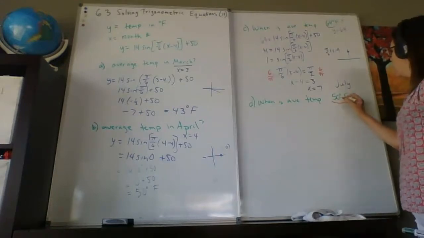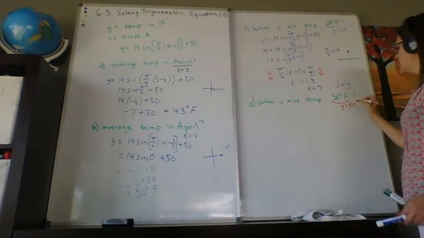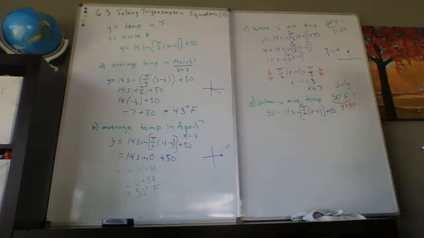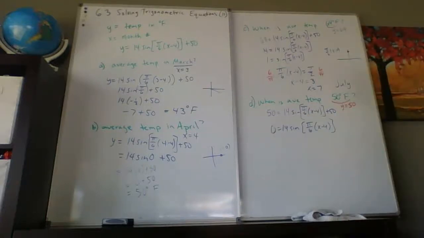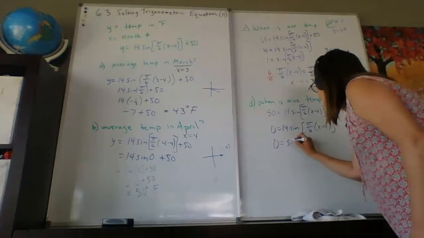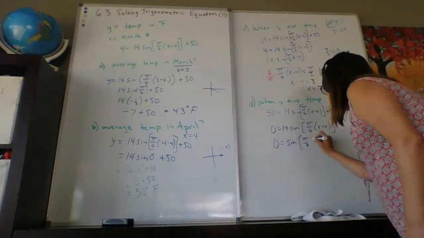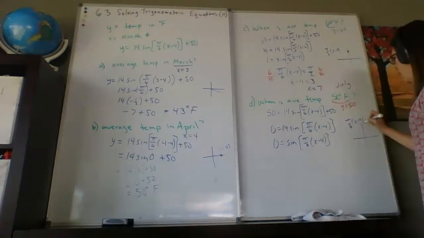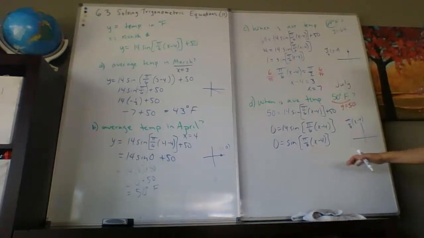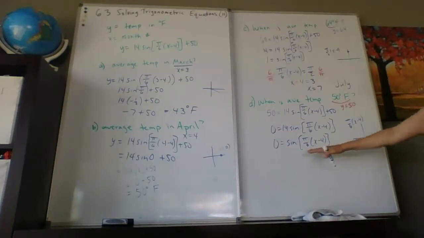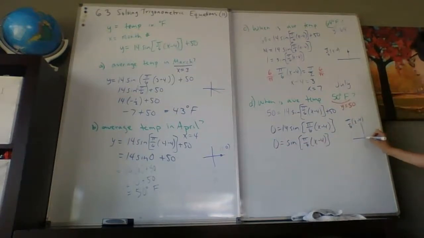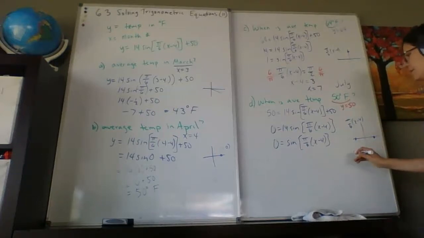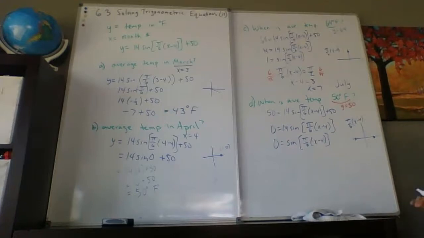So now we have y equals 50, since y is the temperature. Subtracting the 50 over gets us 0 on the left. Dividing both sides by 14 still gives us 0 equals sine of that quantity, pi over 6 times x minus 4. I'm drawing a picture for this inner quantity, pi over 6 times x minus 4. Where is this going to have a sine of 0? So that's going to occur at 0 and pi. So that means our angle will equal 0 or pi.